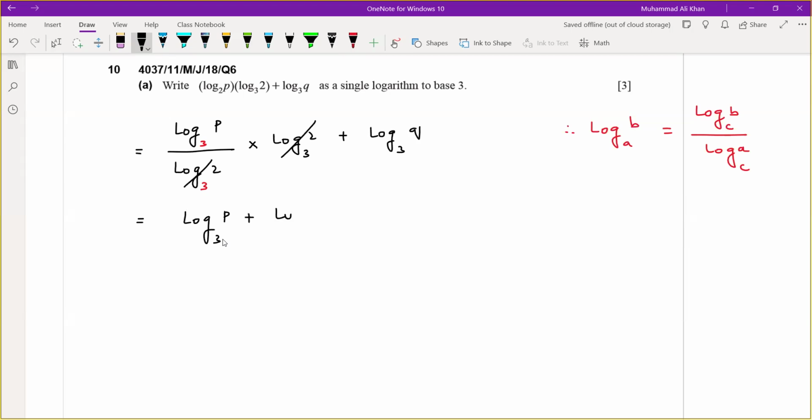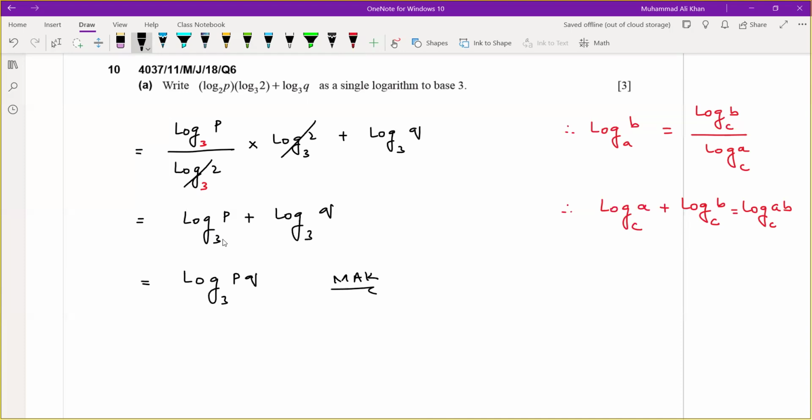plus log 3q. According to the property of log, if we have log a plus log b with the same base, then we are allowed to write it like log c ab. Multiplication के साथ लिखा जा सकता है. So I'm just converting this by the help of the property: log 3 pq. This is the final answer. Hopefully it is clear. There is no confusion in question number 10.